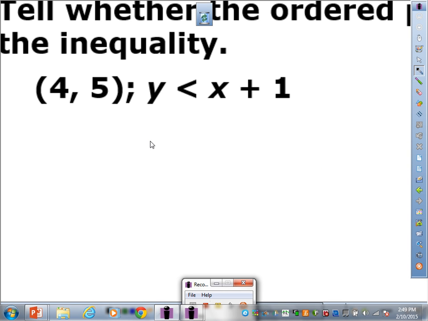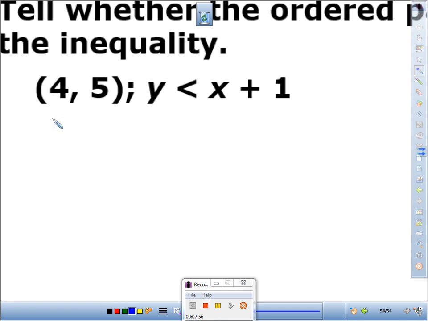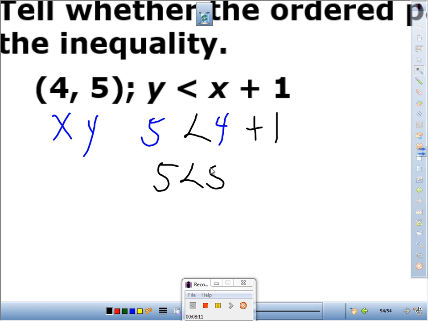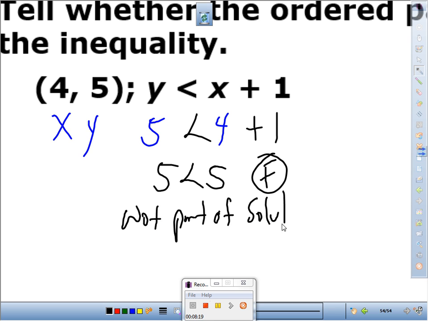All right, check with the neighbors, see what they got. Let's find out. I'm going to substitute for y the 5, for x I'm going to substitute the 4. Less than plus 1. Guys, here it goes. Is 5 less than 5? No. This is false, so then you write not part of solution set.